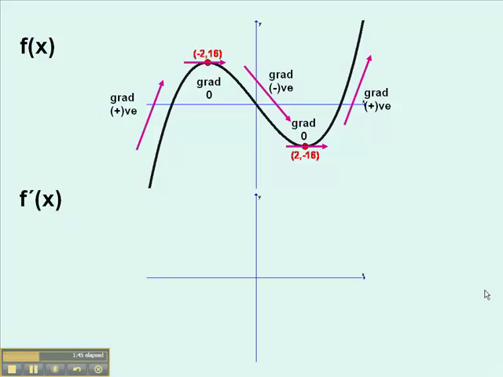As f dash x is a formula for finding gradient, I've got to consider the gradient of my original graph and how it's changing when I sketch the derived function. And the two important points are when x equals negative 2 and x equals 2.